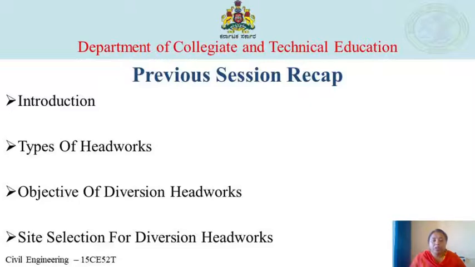As we already know, there are two types of diversion headwork, storage and diversion headwork. You have also studied the objectives of diversion headwork. The main objectives were to raise the water level in order to have a more commandable area, to regulate the supply of water into the canal, to prevent the entry of silt into the canal, and to provide some storage of water for a shorter period. These were the objectives we have seen in the last session.